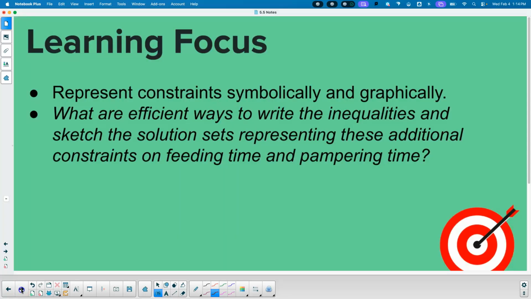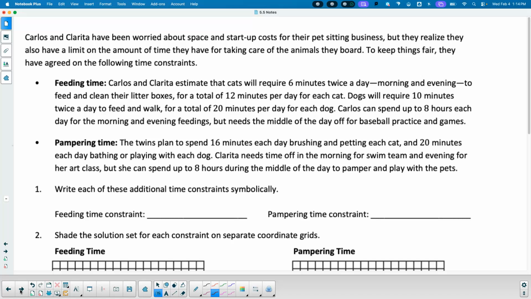Alrighty. So, next page has on it more in depth with Carlos and Clarita. Carlos and Clarita have been worried about space and startup costs for their pet sitting business, but they realized they also have a limit on the amount of time they have for taking care of the animals that they board. To keep things fair, they have agreed on the following time constraints. Okay?